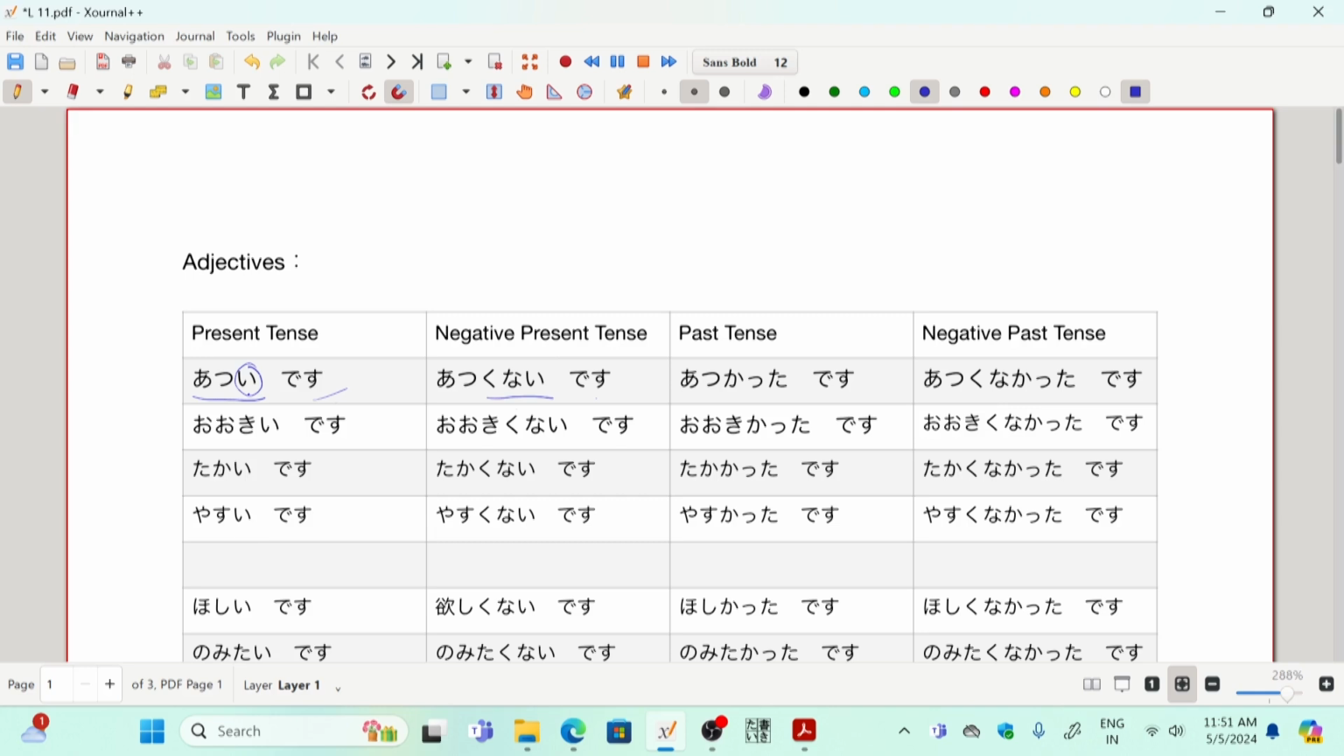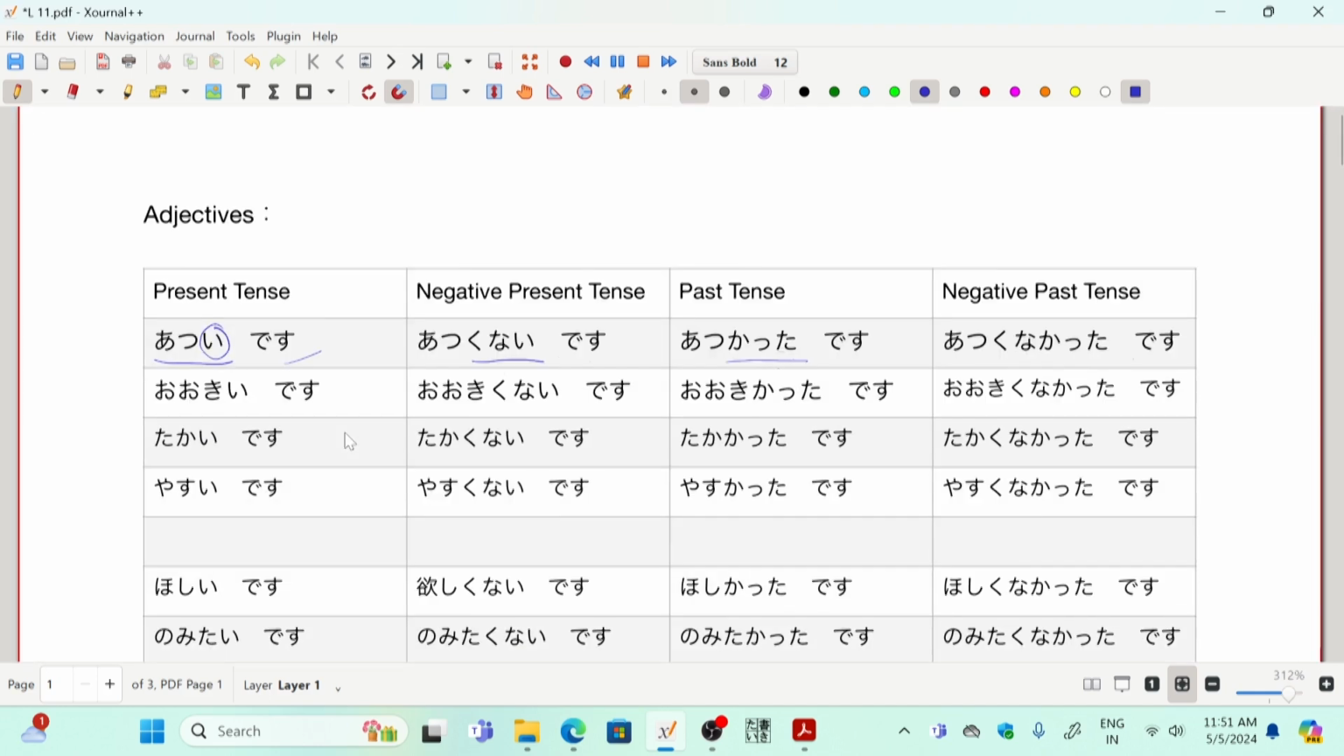Next, when it is a past tense, atsui will change into atsukatta desu. So we will cut E and add katta. Now to make negative past tense, it will be atsukunakatta desu. So atsukunai and then we'll cut E and add katta. It will become atsukunakatta desu. So let's do one.